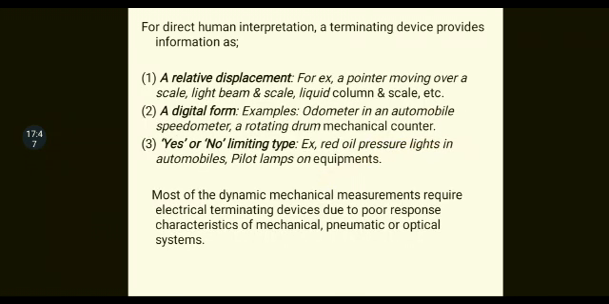Now check it out. For direct human interpretation, a terminating device should provide certain information. First one, if we check a relative displacement, for example, a pointer moving over a scale. Okay, pointer movement, like an analog speedometer, tachometer, or some voltmeter. Light beam and scale: there is a light, a light beam will be there and a scale will be there. So your comparators and all those things you have seen, light instruments.